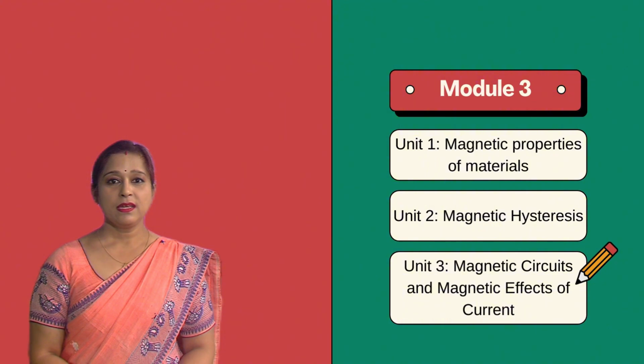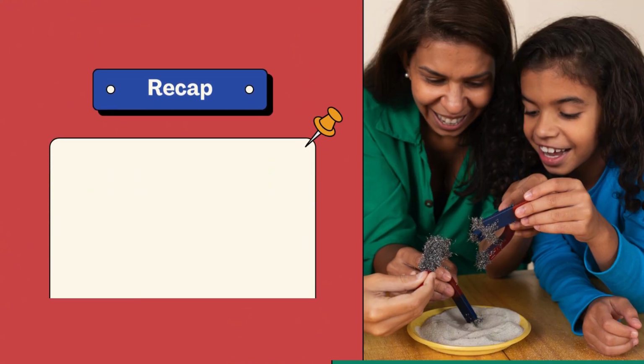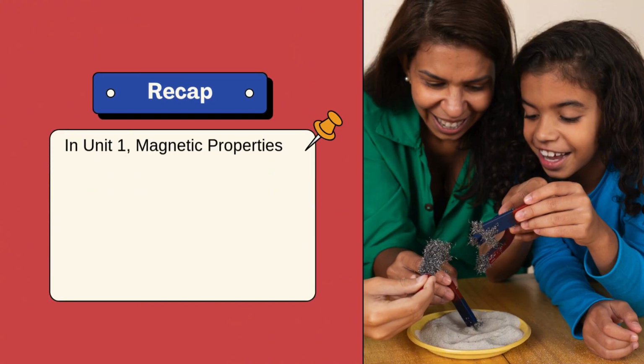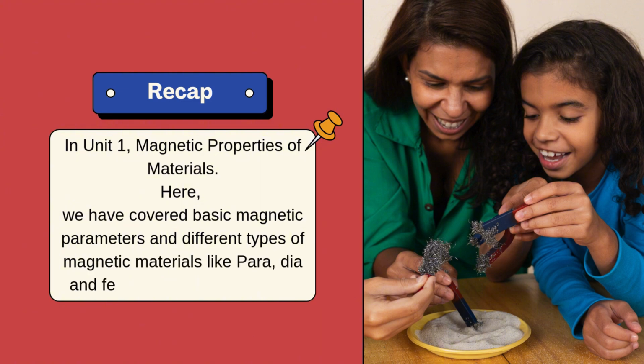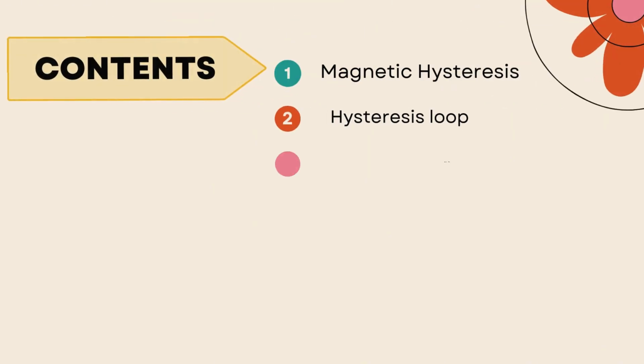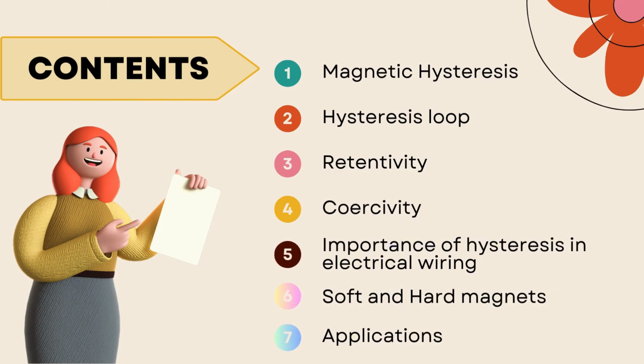In Unit 1, you have learned about magnetic properties of materials. Here, we have covered the basic magnetic parameters and different types of magnetic materials like paramagnetism, diamagnetism, and ferromagnetism. In the second unit of this module, we will focus on magnetic hysteresis, hysteresis loop, retentivity, coercivity, importance of hysteresis in electrical wiring, soft and hard magnetic materials.